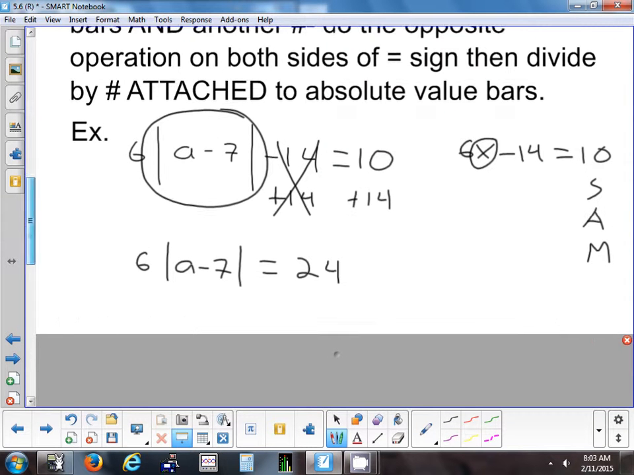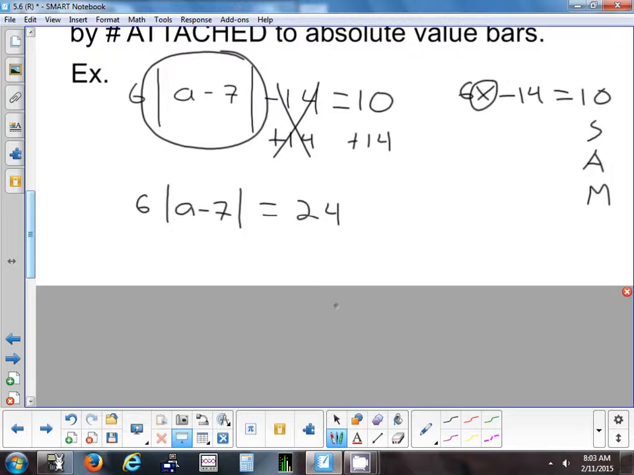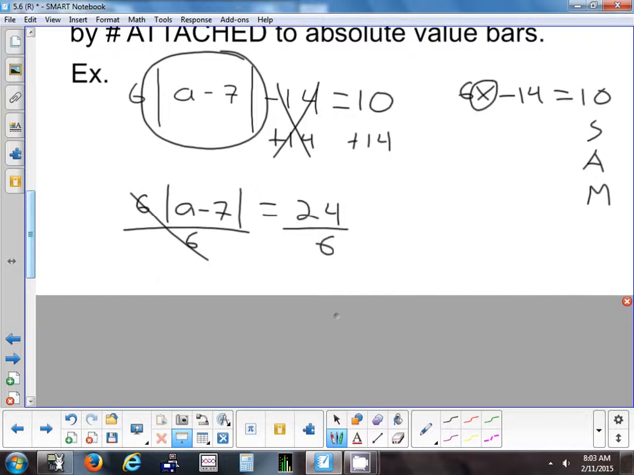Now my last step to get this ready to be split apart and solved into two different equations is to divide each side by 6. 6 divided by 6 cancels, and we're left with absolute value of a minus 7 on the left, and 24 divided by 6 is 4. Now we are ready to solve.